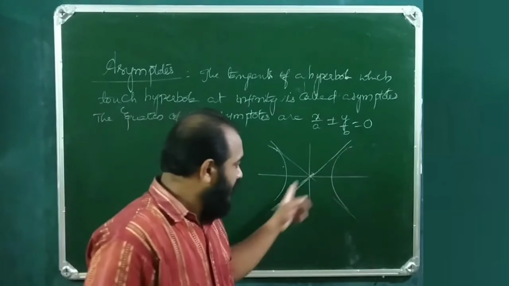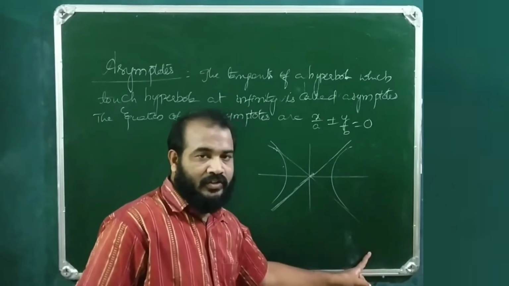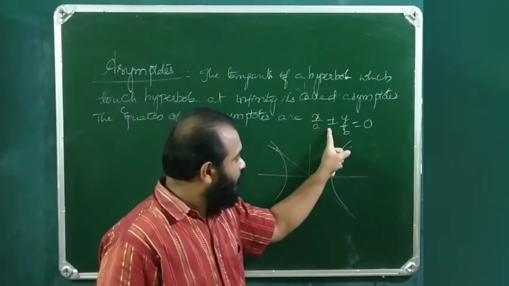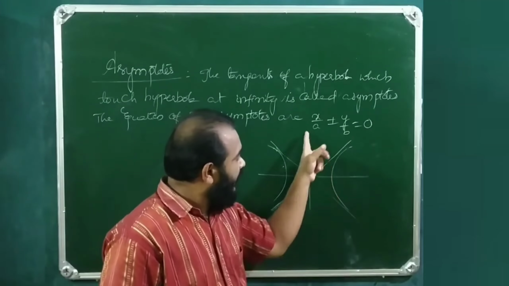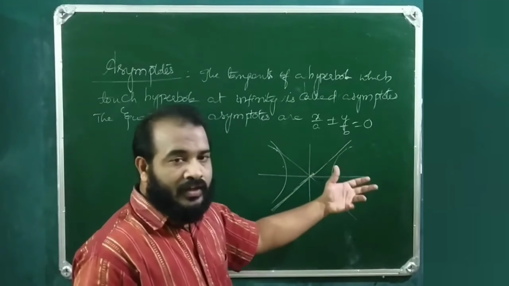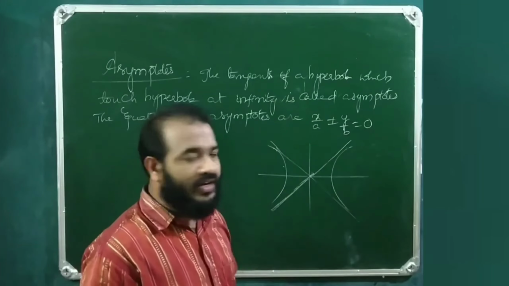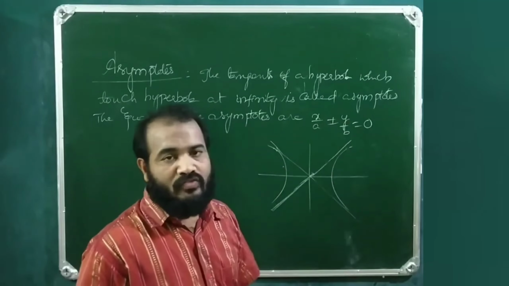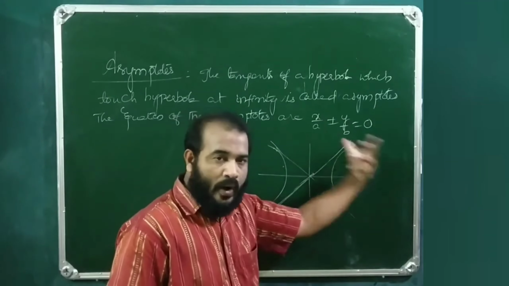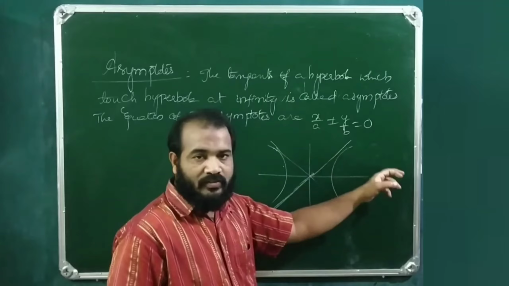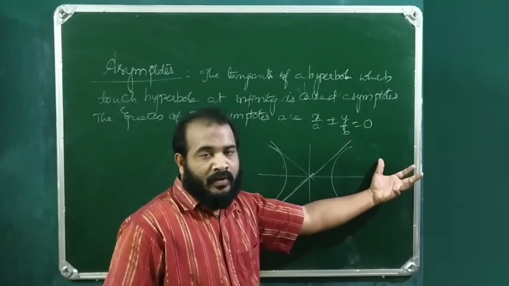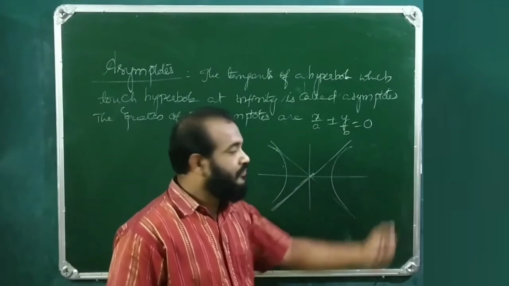Then the equations of these tangents are said to be the asymptotes. The equations of the asymptotes are x by a plus y by b equals 0, one line, and x by a minus y by b equals 0, another line. And the equation of the pair of asymptotes is x square by a square minus y square by b square equals 0, while x by a plus y by b equals 0 is one tangent and x by a minus y by b equals 0 is the other. So these are the individual asymptotes.